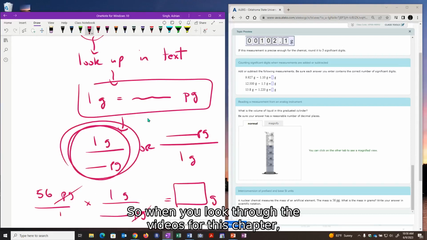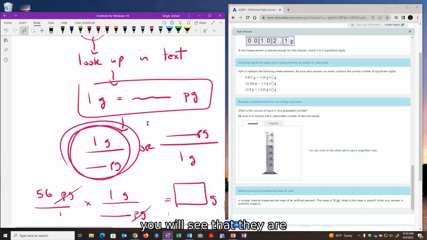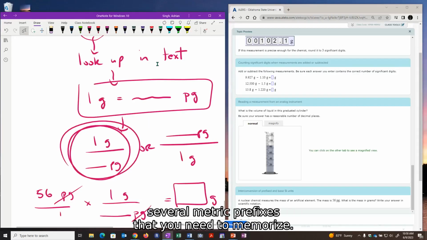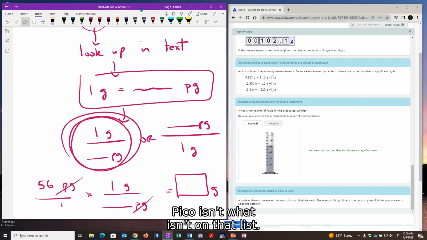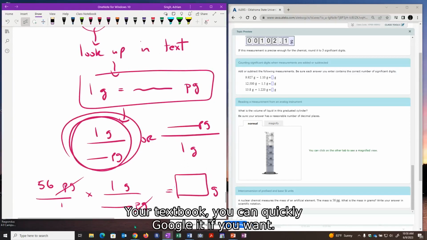Okay, so when you look through the videos for this chapter, you will see that there are several metric prefixes that you need to memorize. Those are the ones that are most common, so make sure you know those. Pico isn't on that list, but it is still something that you can look up in your text. You'll find it in your textbook. You can quickly Google it if you want.